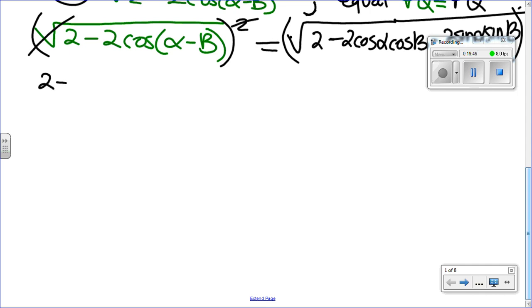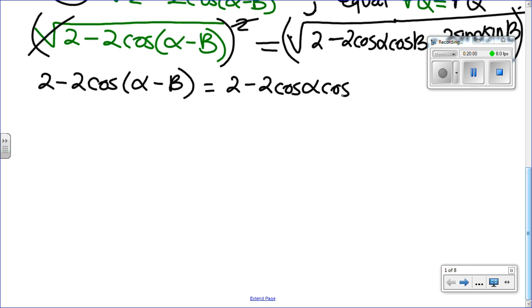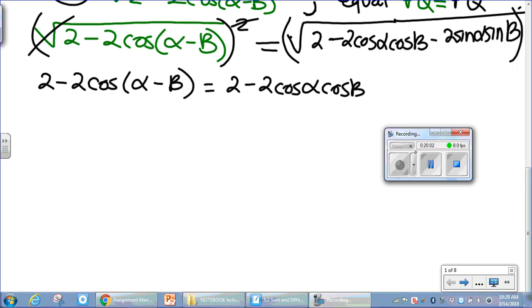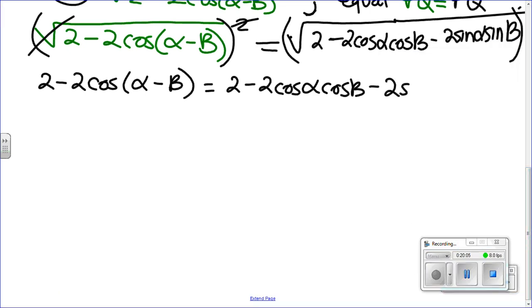So 2 minus 2 cosine of alpha minus beta equals 2 minus 2. Oh, I keep forgetting that. Minus 2 cosine of alpha cosine beta, minus 2 sine alpha sine beta. Okay.